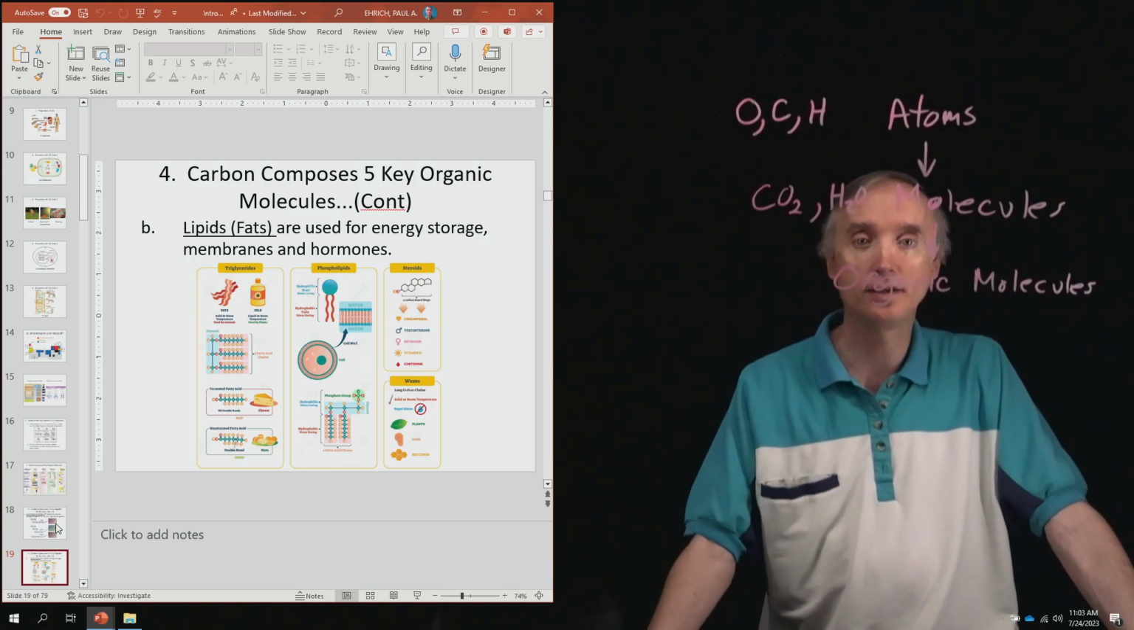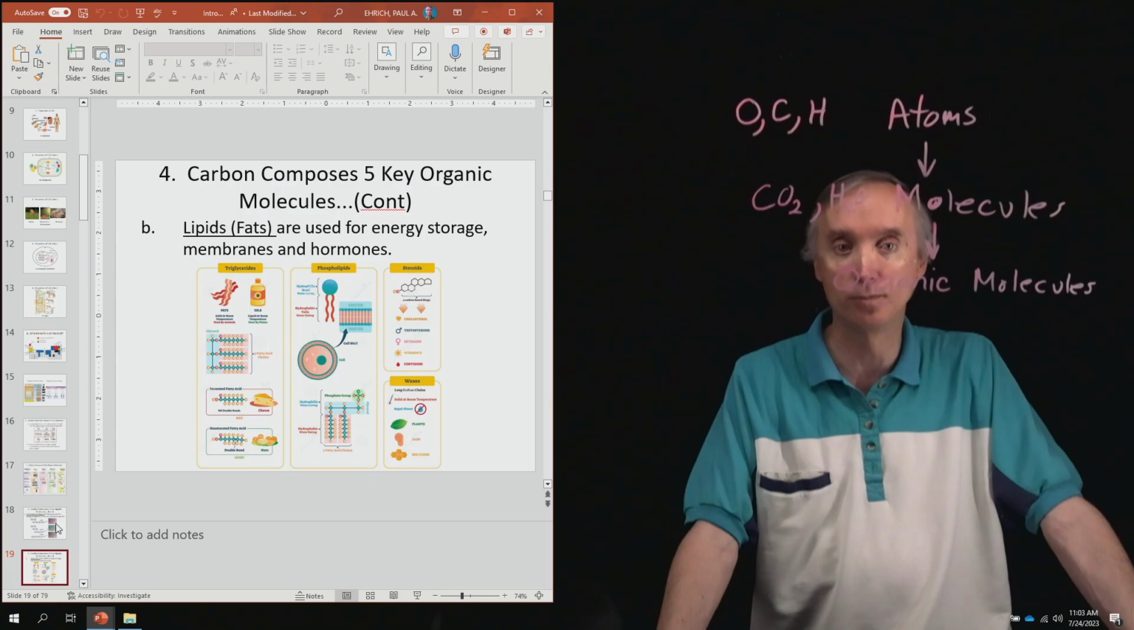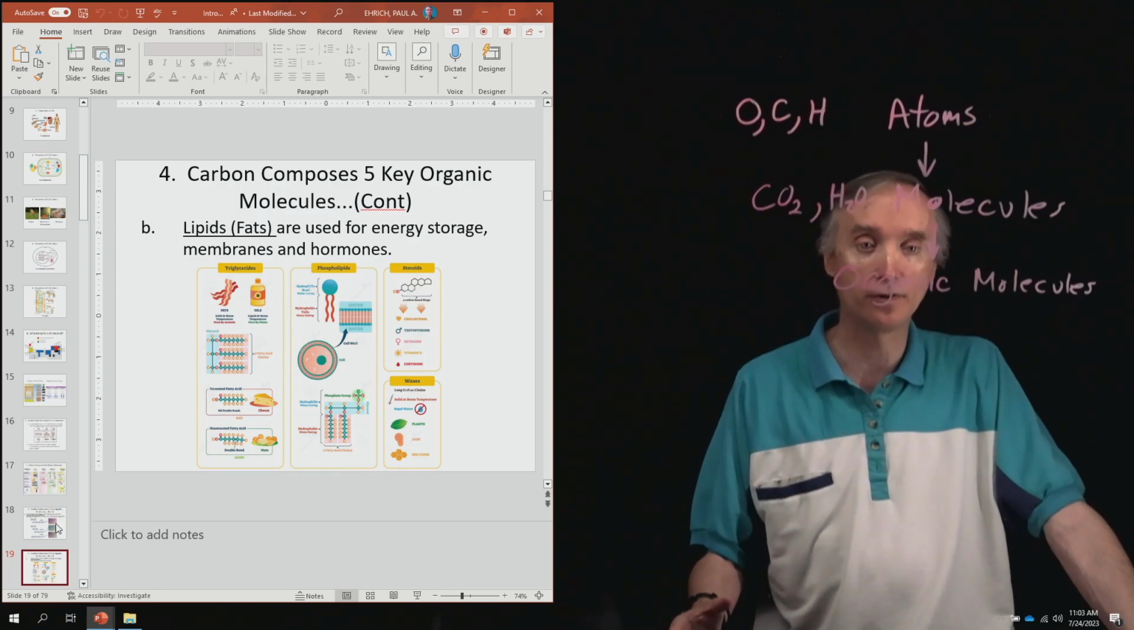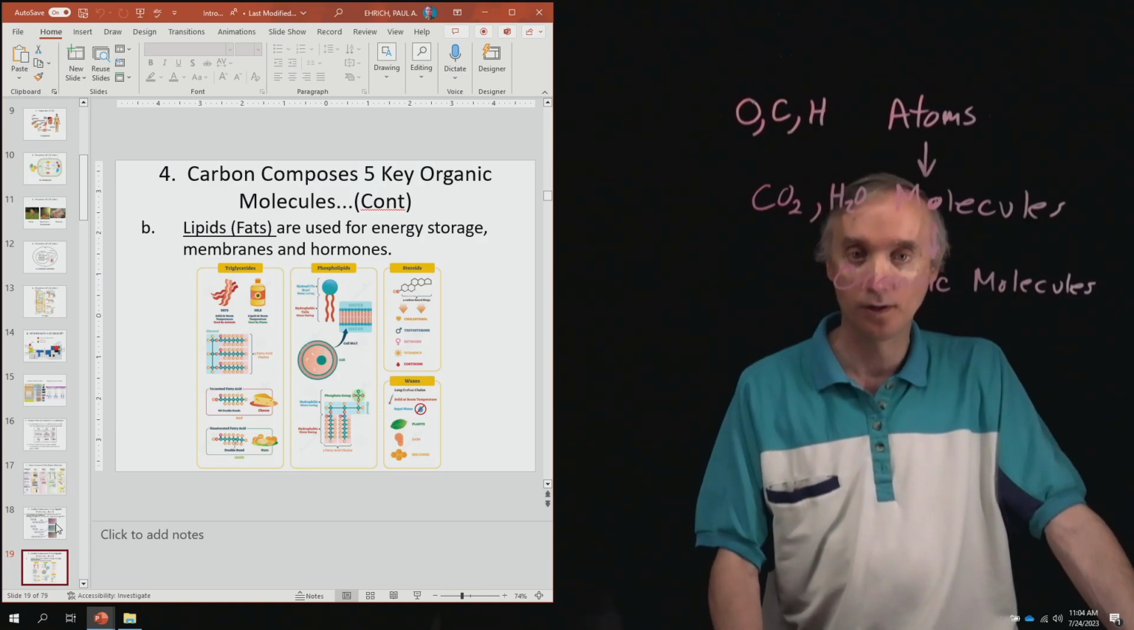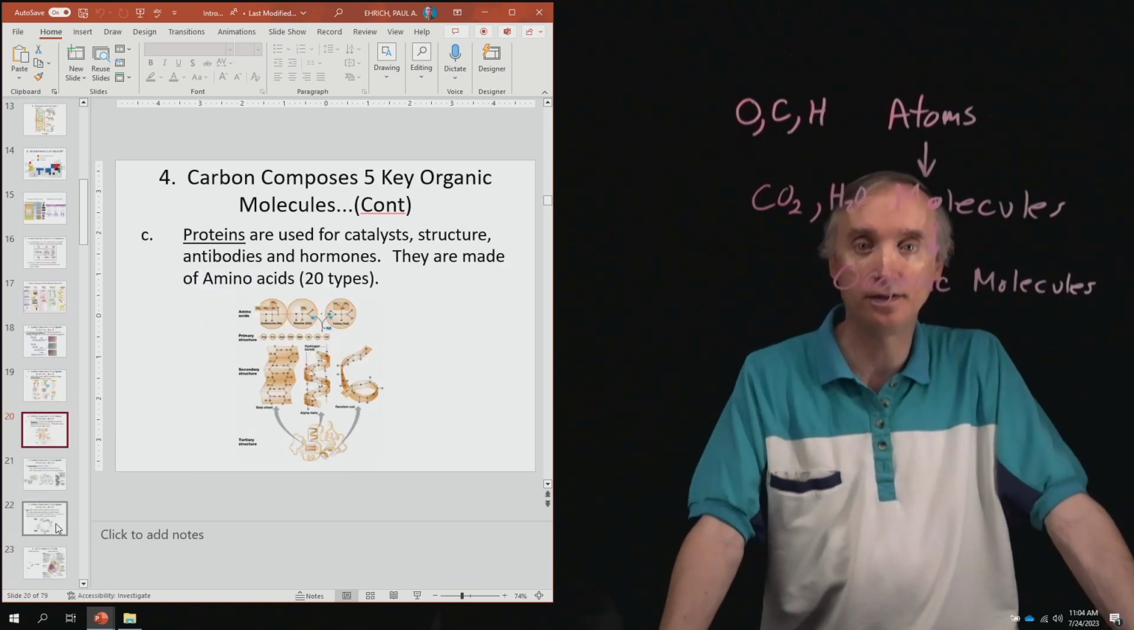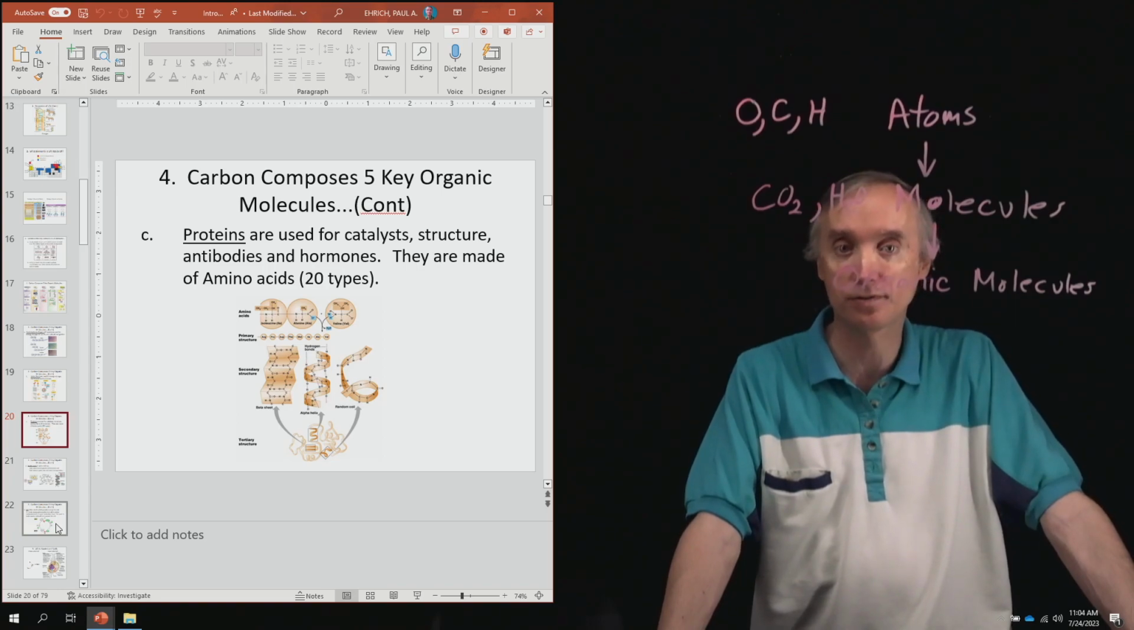And then another thing is they make up hormones. And a hormone is a chemical messenger that can be transported around through the blood of your body to transmit chemical signals. So the third kind is going to be proteins.